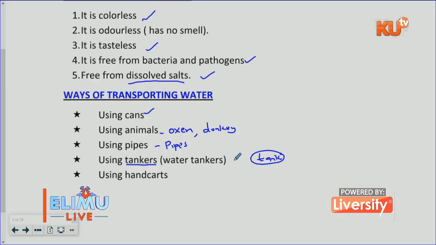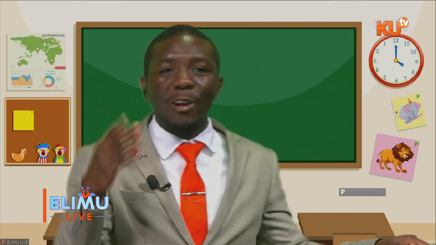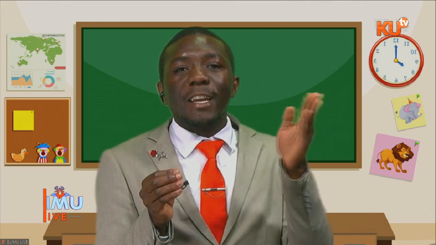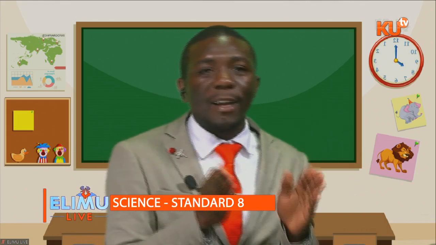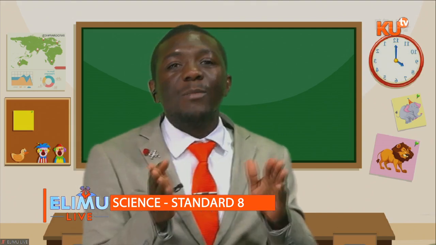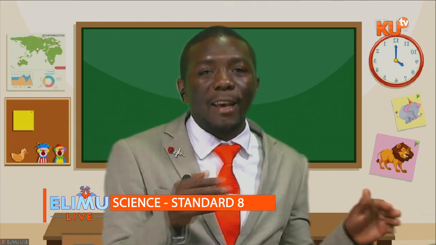If it is a tank and then they add ER, water tanker, this is a special vehicle, a lorry that transports water. And mostly we find it in urban areas. Mostly they are painted bluish, and then they have written there "clean water". So a water tanker is a vehicle, or a lorry, that transports water from one place to another.